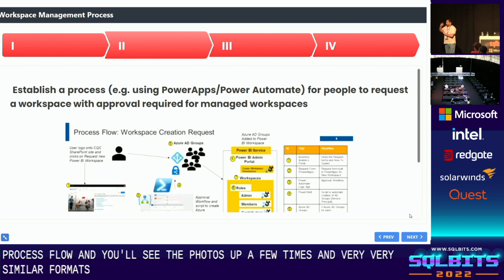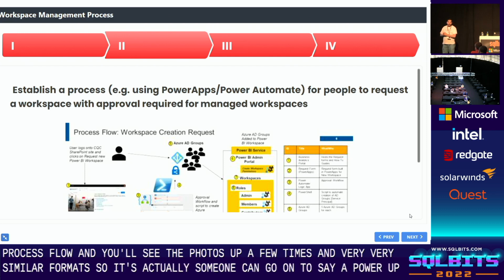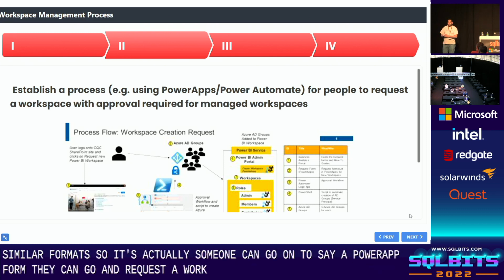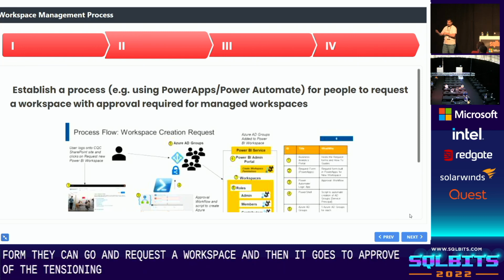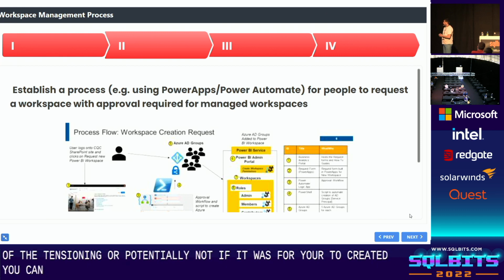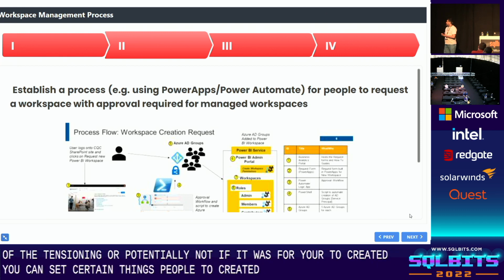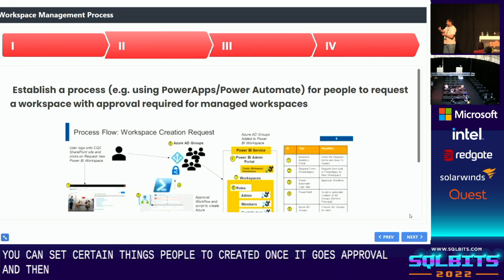So someone could go on to, say, a Power App form. They can go and request a workspace. And then it goes for approval, potentially, or potentially not. If you want it to be auto-created, you can set certain things to be auto-created. Once it goes for approval, then it creates the AD groups automatically and creates the workspace automatically through the API.